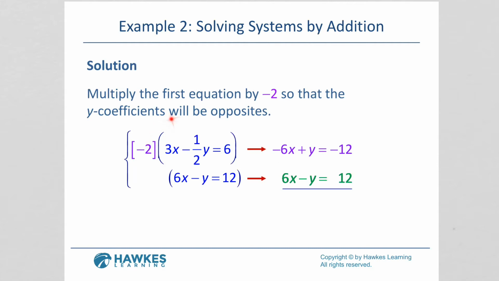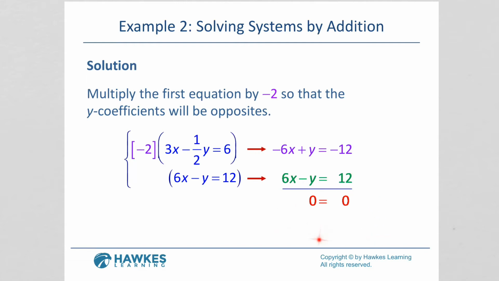-6x. -2 times the -1/2 y gives me a positive y. -2 times 6 gives me a negative 12. And then I just rewrite 6x minus y equals 12 underneath that one. Now I'm going to add those together. That gives me 0 equals 0. So you'll notice in this case, the x's and the y's both were eliminated.